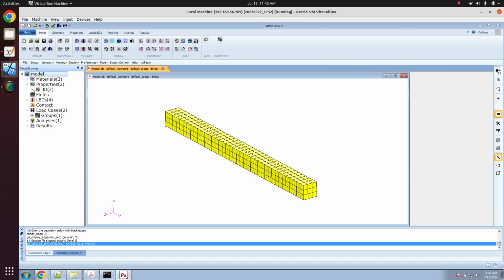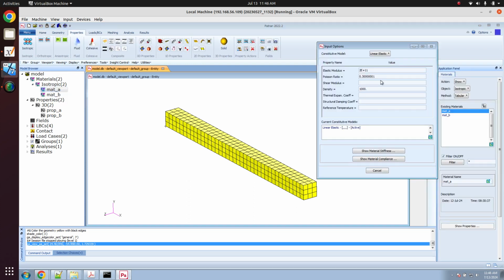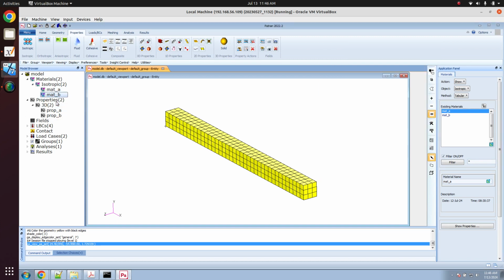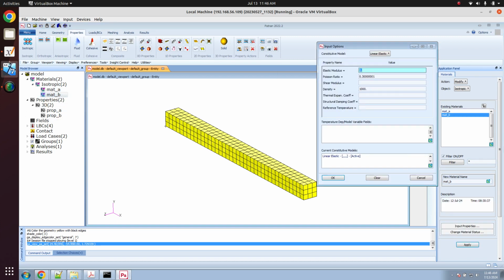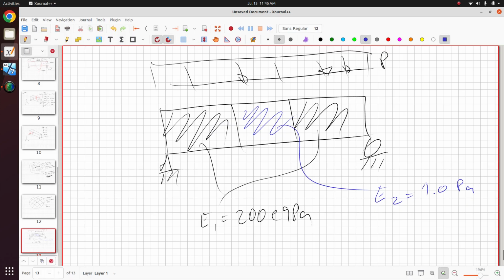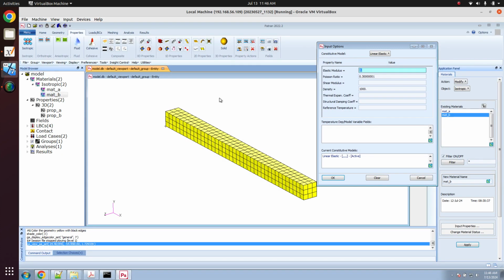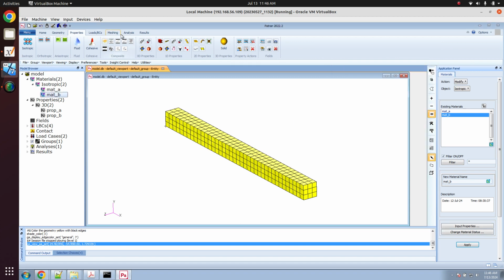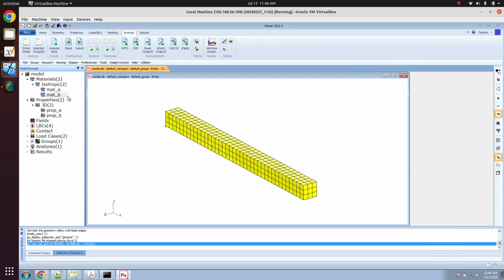So here, let me show you those examples actually. So here's our beam. Let's look at the first stiffness. So here, this is going to be 200 gigapascals. And then the next stiffness is going to be 2 actually. So let's go ahead and modify this. So here the second material has a stiffness of 2 pascals. Now let's go ahead and run this statics analysis.